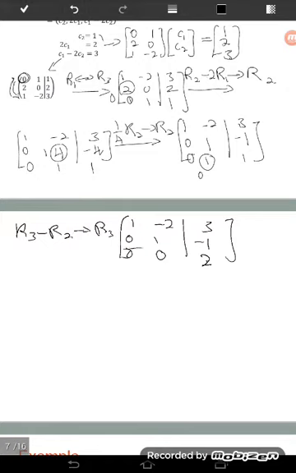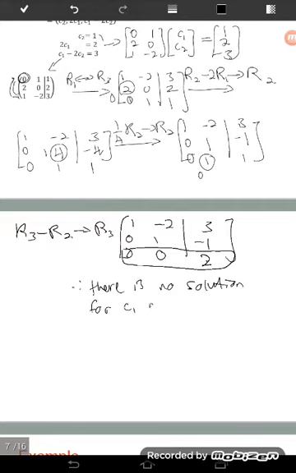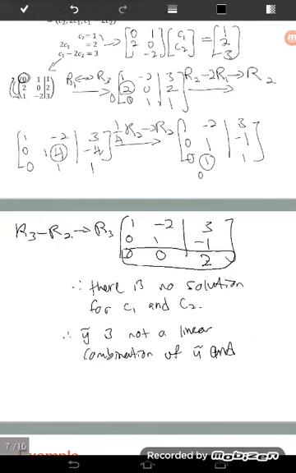Okay, so if you have this form, therefore there is no solution for C1 and C2. Okay, so therefore Y is not a linear combination of vector U and vector V.